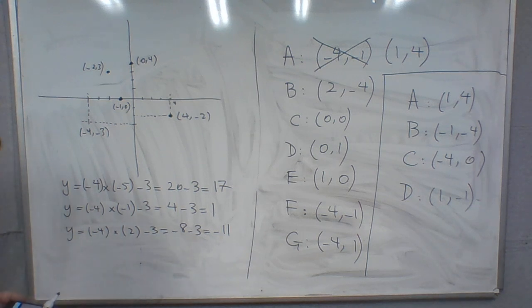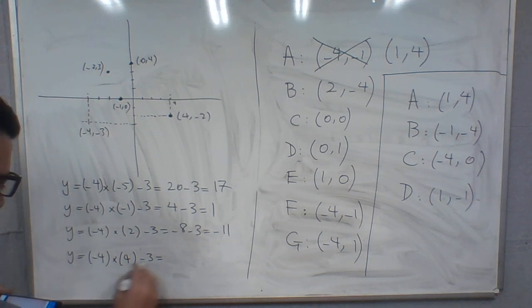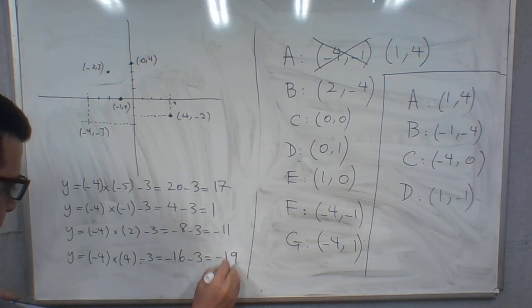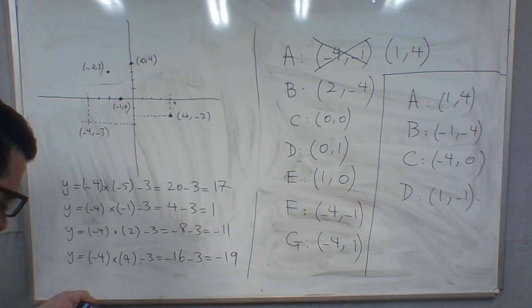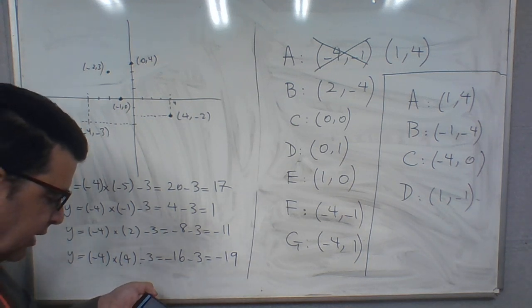And the fourth row is for x equal 4. So y equals negative 4 times 4 minus 3. So it is minus 16 minus 3. So it is minus 19. Part 2, graph y equals minus 4x minus 3 on the coordinate plane below.